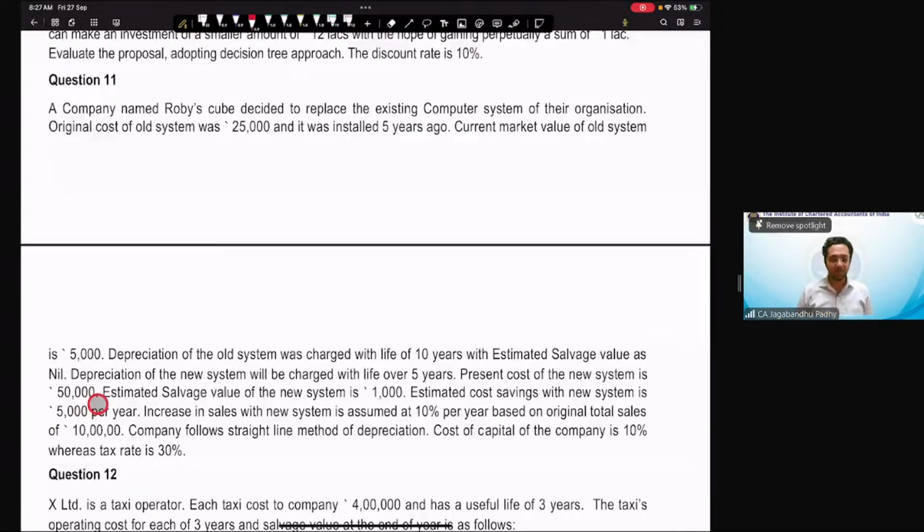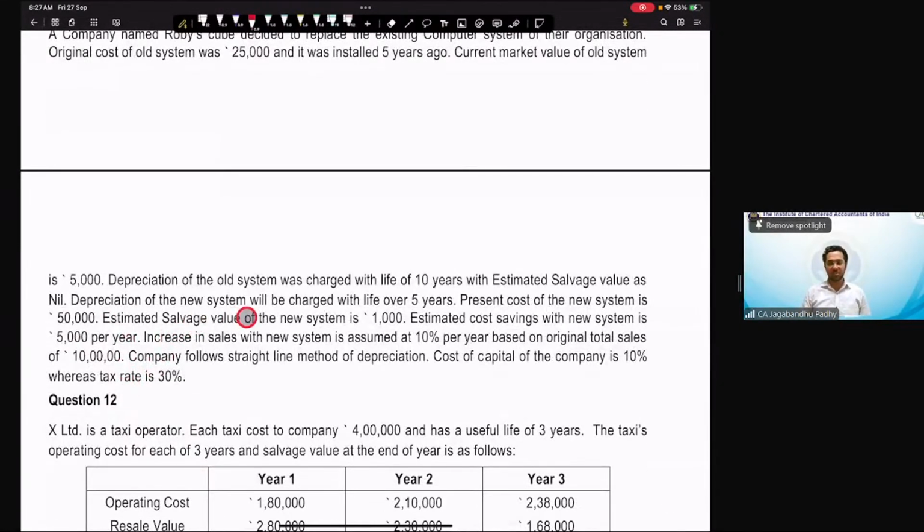Now, in our books, depreciation was provided. Depreciation of the old system was charged with a life of 10 years. So that 25,000 was depreciated over a period of 10 years with estimated salvage value as nil. Can you tell me what will be the amount of depreciation per annum of the old system? It will be 25,000 divided by 10, which is 2,500. So originally, the equipment is being depreciated in our books at 2,500.